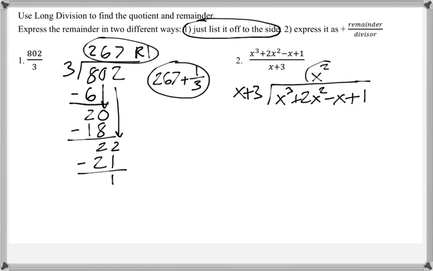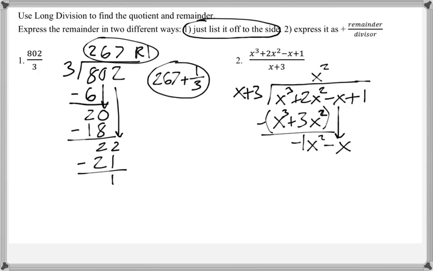And then I need to multiply x squared by both of these. So that's going to give you x cubed plus 3x squared. And then I want to subtract these. And if I subtract them, then I'm going to get negative 1x squared. And then I want to bring down the negative x. And we start over. So what do I need to multiply x by to get negative 1x squared? And that would be a negative x.